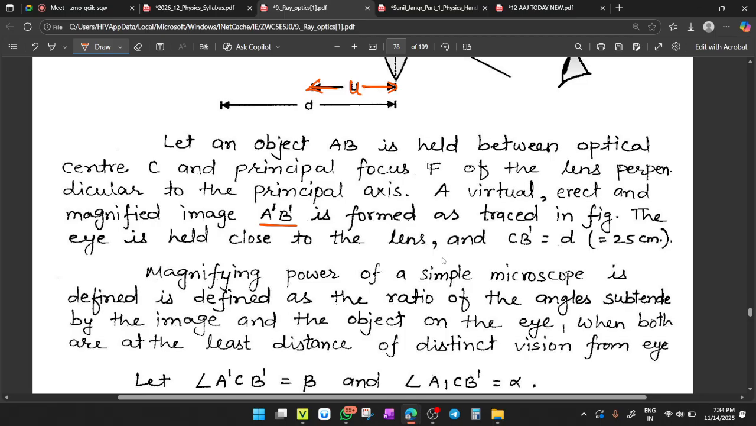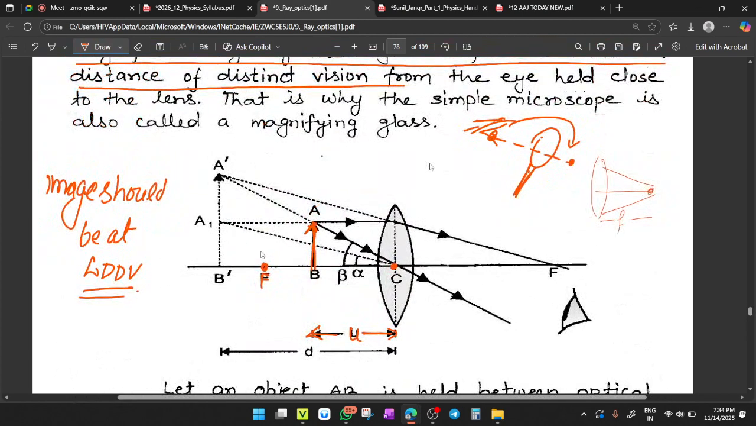The eye is held close to the lens and CB dash is equal to D. Yes. Now our image is formed at A dash B dash. This is our image, right, beta? By adjustment, you have to adjust your eye because the lens is fixed and your image is fixed. So you have to adjust your eye with respect to the lens, and then you will have a fine image of this object at distance D. This is called LDDV. Clear? This is your final image.